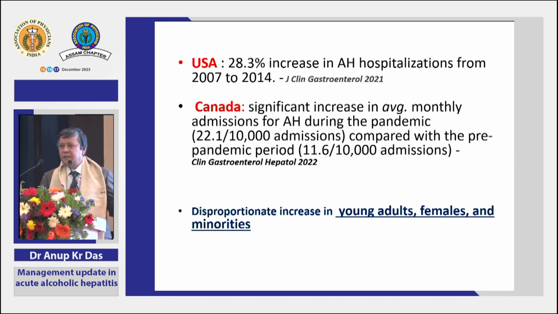I'll start with this information that I gathered, one from the USA and the other from Canada. It shows that there is a very high increase in hospitalization due to alcoholic hepatitis in the last 1.5 decades. And in Canada, the average monthly admissions for hepatitis were more during COVID than before COVID. The most important thing they showed is that there was a disproportionate increase in young adults, females, and minorities.